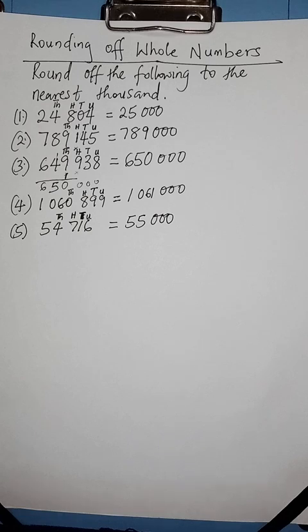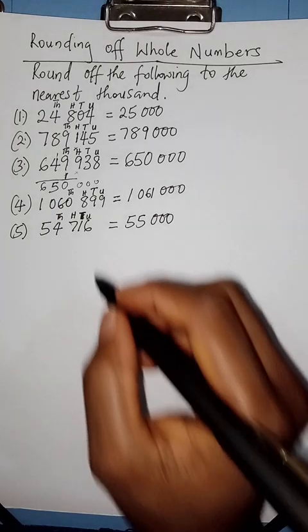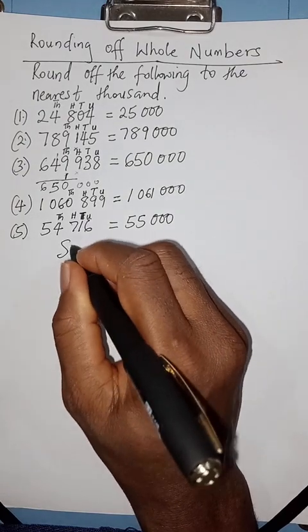I guess these few examples can guide us in rounding off numbers to the nearest thousand. The same principle applies if you're rounding to the nearest tens, hundred, and thousand. I don't think this is going to be a problem. Another aspect of rounding off numbers we're going to look at is what we call significant figure.